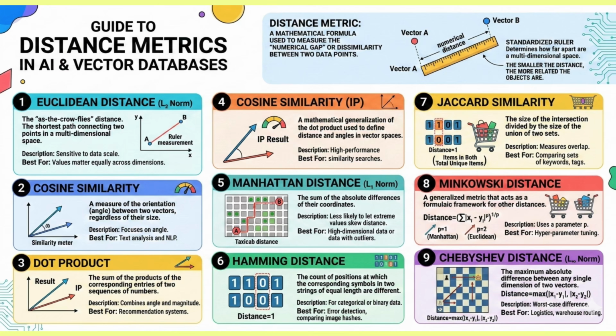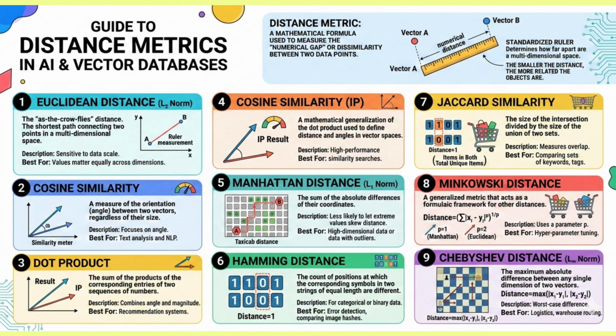Next, cosine similarity. This is a measure of the orientation or angle between two vectors regardless of their size. Imagine two arrows starting from the same center point. Cosine similarity does not care how long the arrows are. It only cares about the angle between them. If they point in the exact same direction, the similarity is 1.